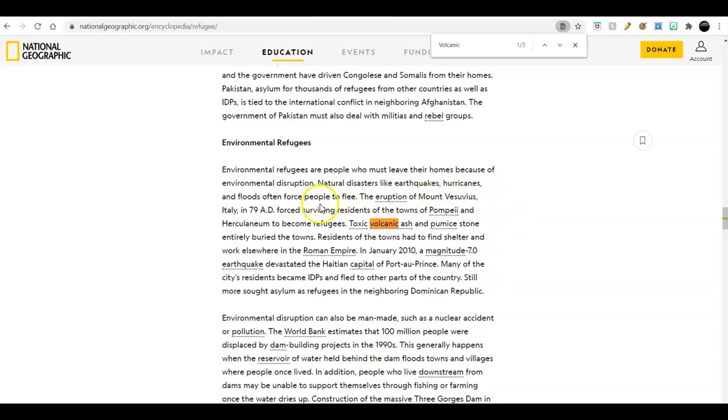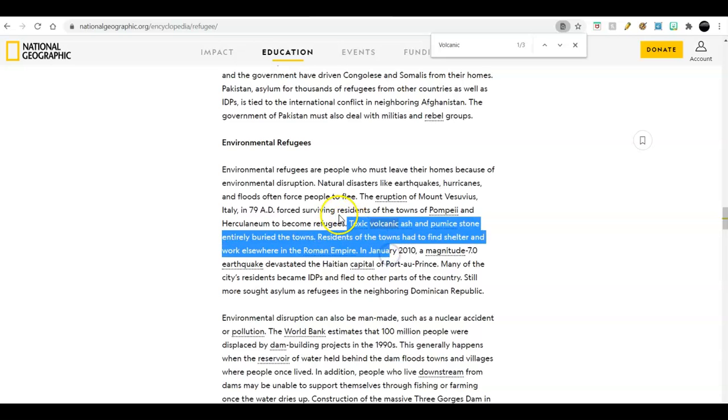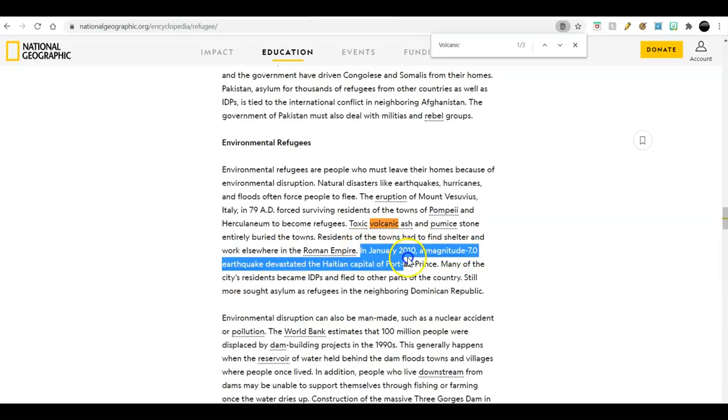And it talks about 2 volcanoes, one that happened in AD 79, forcing surviving residents of the towns of Pompeii and Herculaneum to become refugees. I can't say the word, so I mumbled it. Toxic volcanic ash. This is stuff I could actually use. So toxic volcanic ash, and I don't know how to say that word, stone, entirely buried the towns. Residents of the towns had to find shelter and work elsewhere in the Roman Empire. And then it talks about how another volcano in January 2010, magnitude 7, which remember the highest magnitude measured is an 8, so a very large volcano.